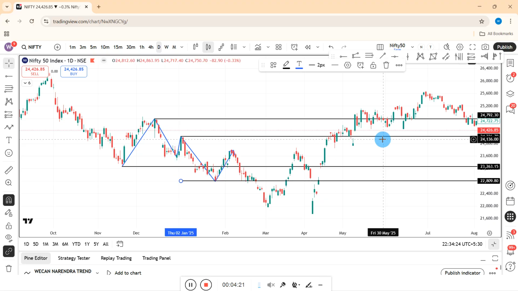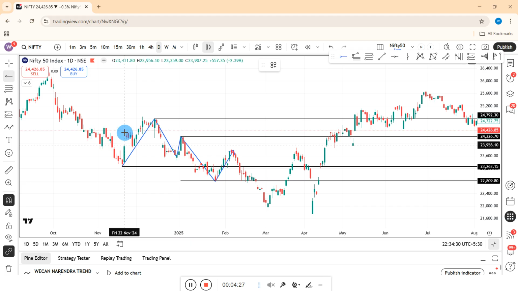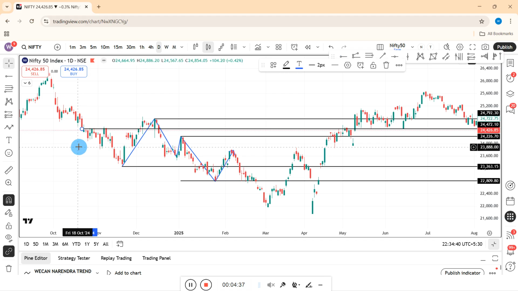The next method is multiple touches. So let us draw the multiple touches. Just take the horizontal line and see wherever multiple touches happen. Say I'm just drawing a line here. Multiple times it touches the resistance. 1, 2, 3. There is a 4. So these are all the prices where it repeatedly gets rejected.